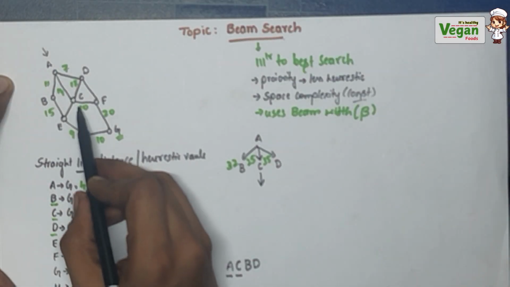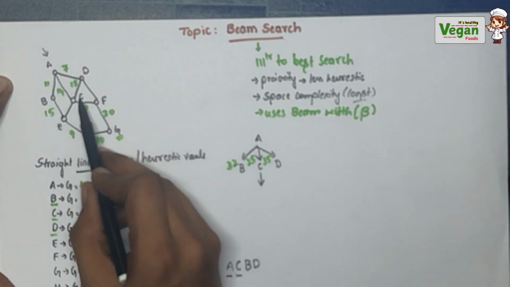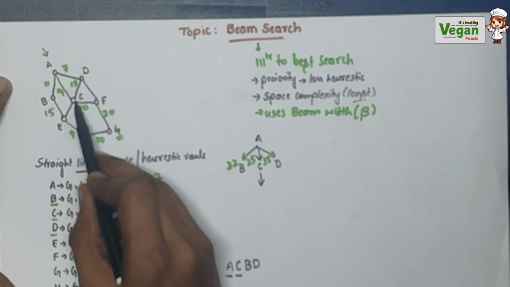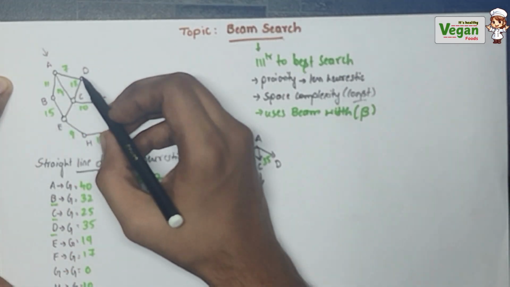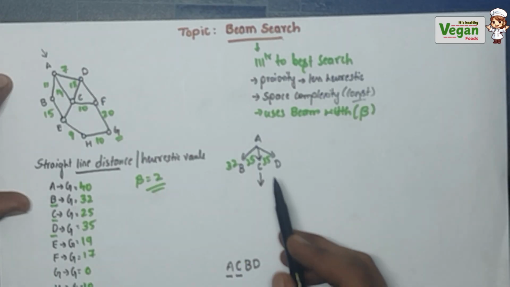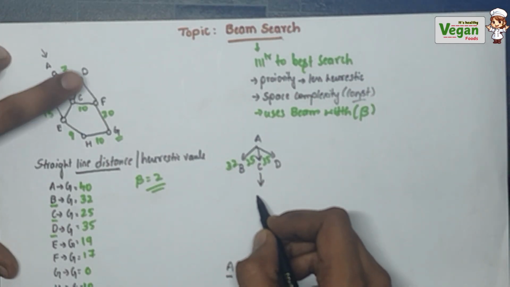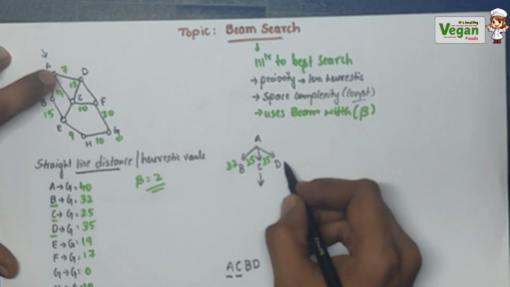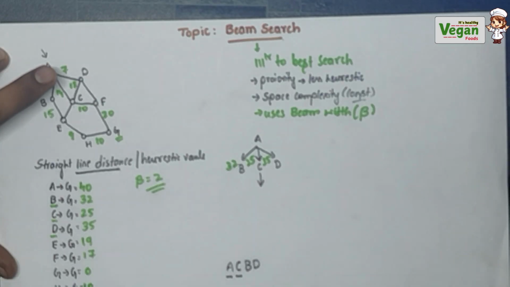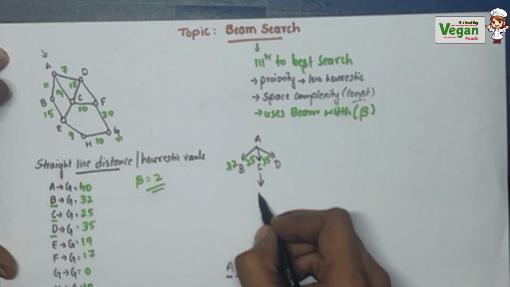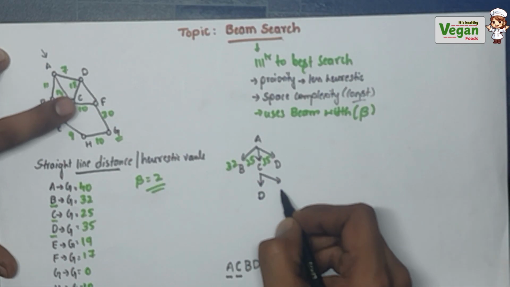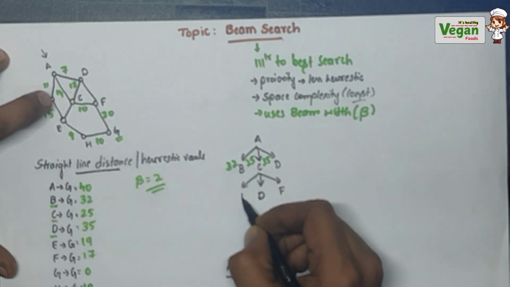From C, what are the possible paths? You can go to A, D, F and E. But you can't go back to A because you came from A only. You can go to D, but D is already traversed. So now you can go to D, F and E.